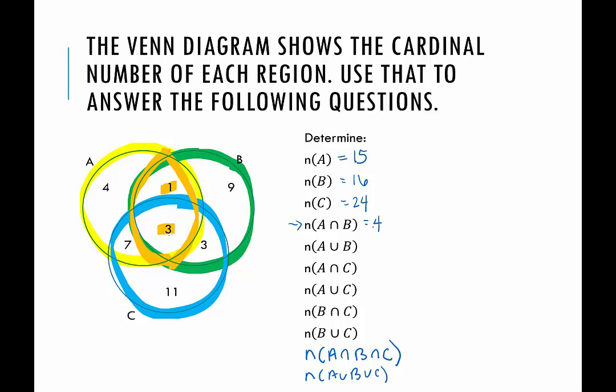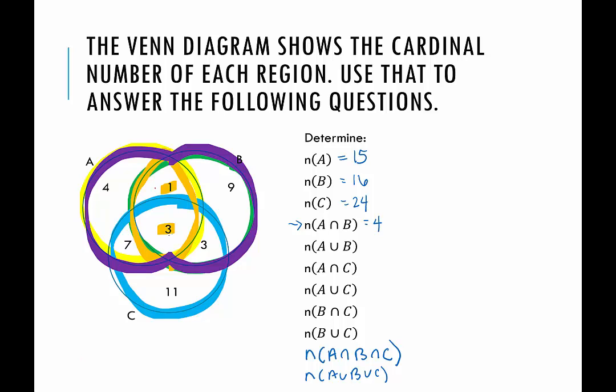We want to be really careful with that. It's the entire intersection, so it's where the yellow overlaps the green. Next, we're looking for the union of A and B. The union of A and B is going to be anything found in either set A or set B. So that's going to be here and here, and we want to add up all of these different regions.